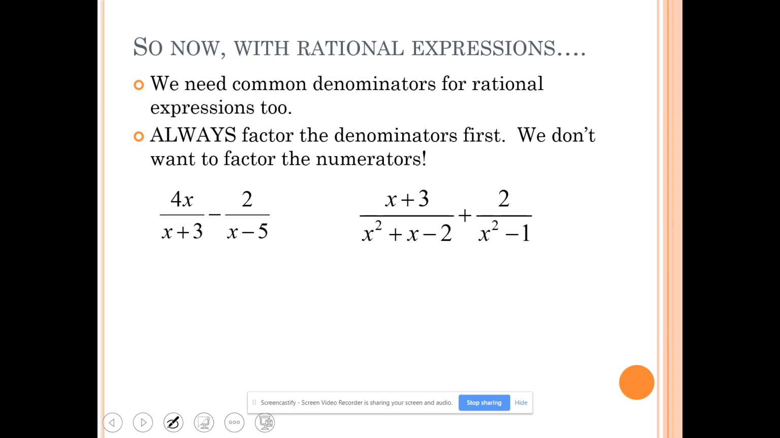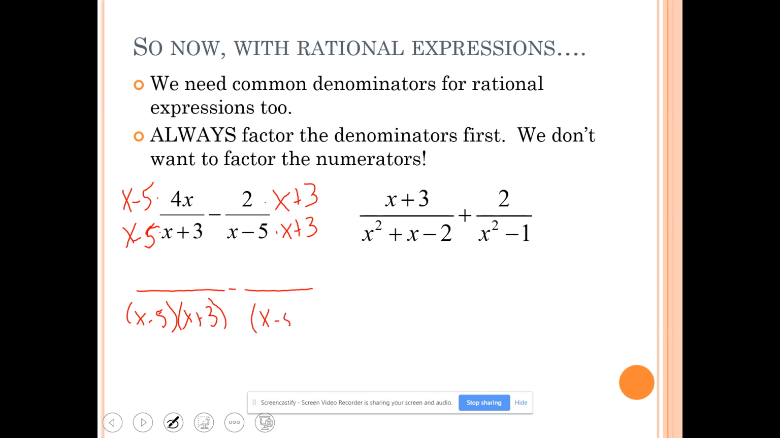So to make a common denominator, I'm going to have to multiply the left side by x minus 5 and the right side by x plus 3, top and bottom, so that my denominators on both sides have an x minus 5 and an x plus 3. Distribute on the top. So 4x times x is 4x squared. 4x times negative 5 is negative 20x. 2 times x is 2x. And 2 times 3 is 6.